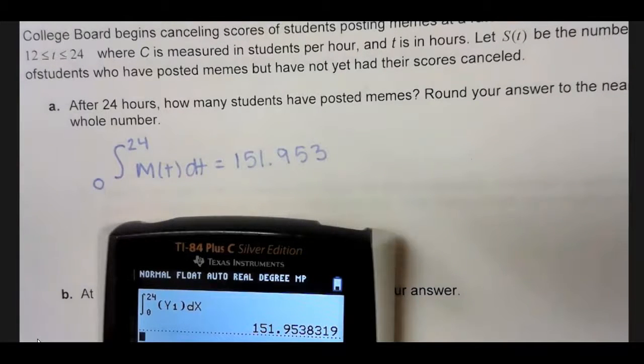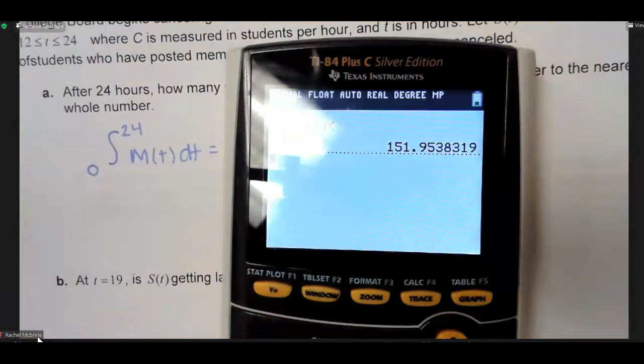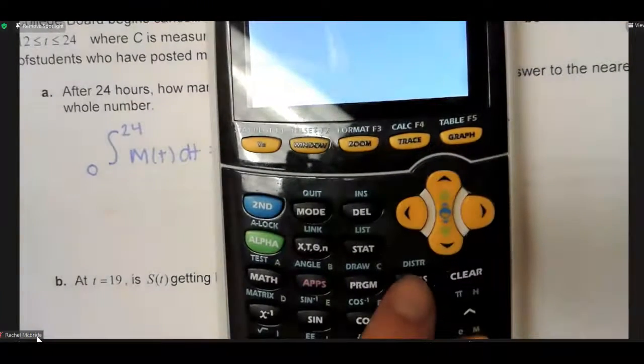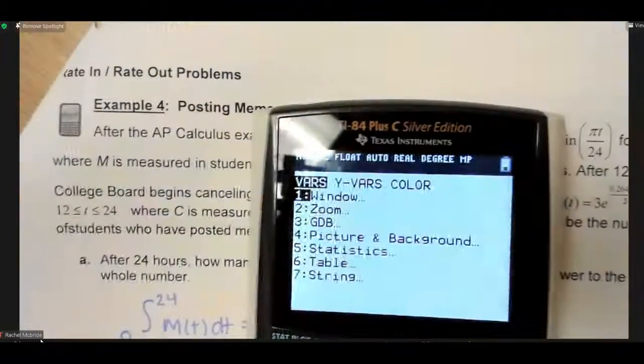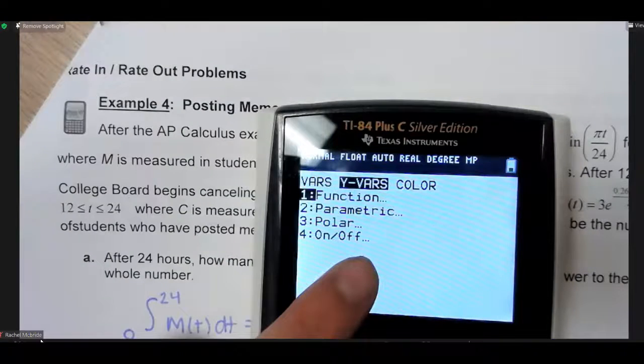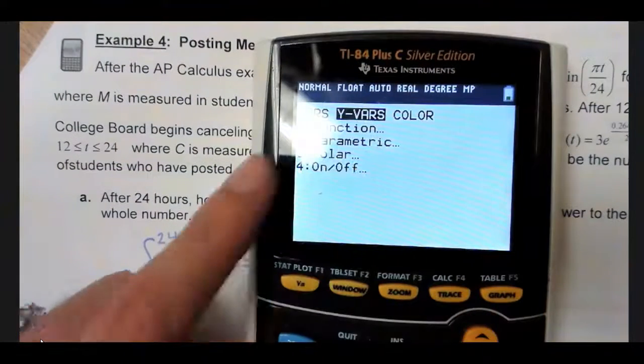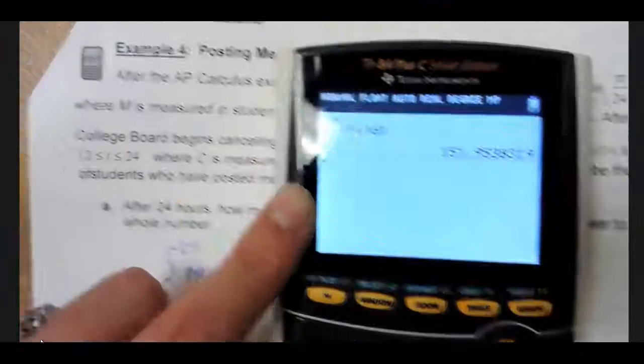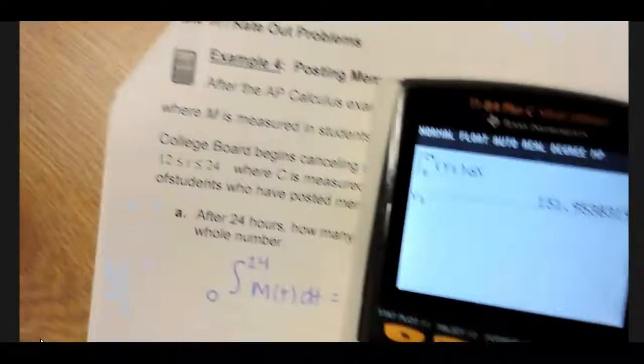Now, what button did you get Y1? You get VARS right here below the little arrows. And then you go over once to Y-VARS. And then you hit enter on function. And it will put Y1 up. Okay.